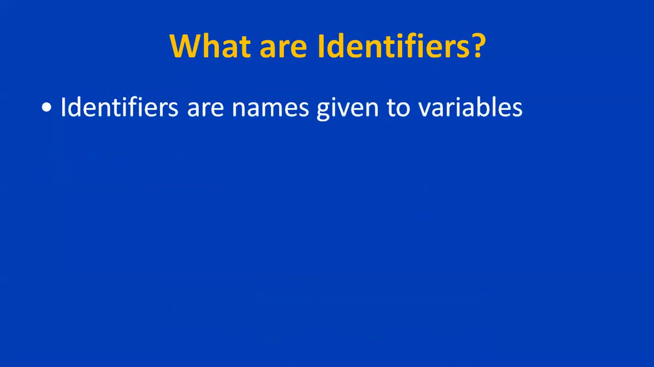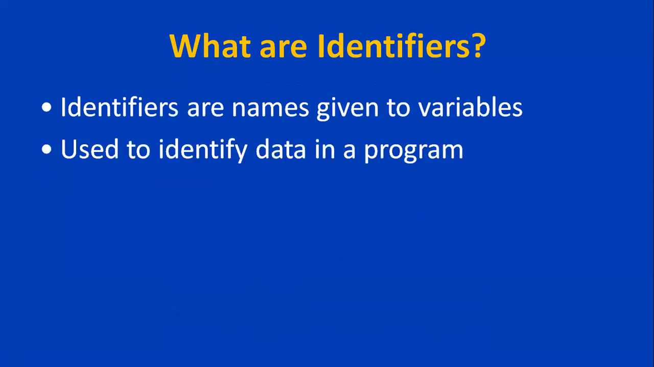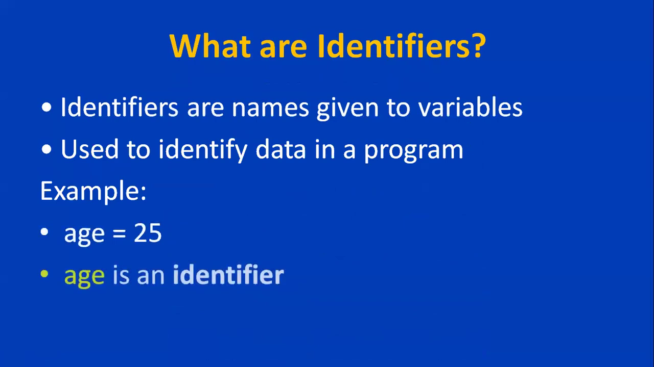Okay, next, what are identifiers? Identifiers are names used to identify a variable, function, or other entities in a program. Actually, identifiers are names given to variables used to identify data in a program. If we give the data 25, this data is stored in a variable named age. This age is an identifier. Clear? This age is an identifier.